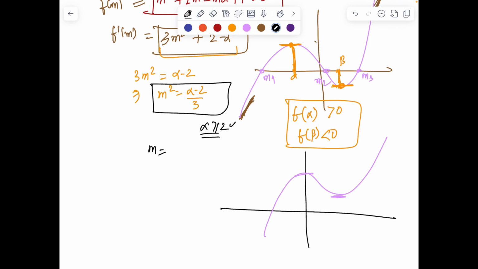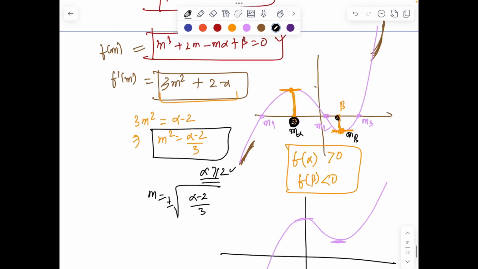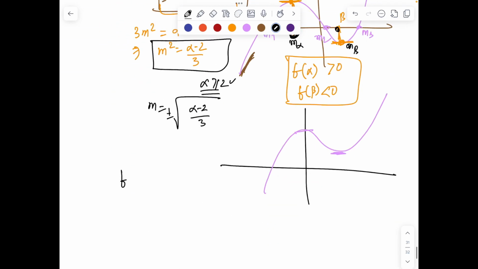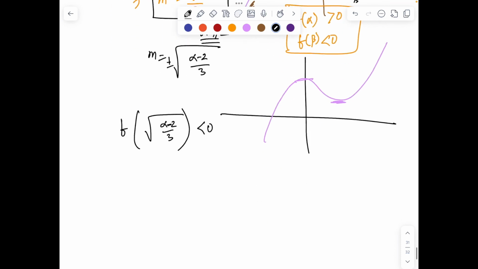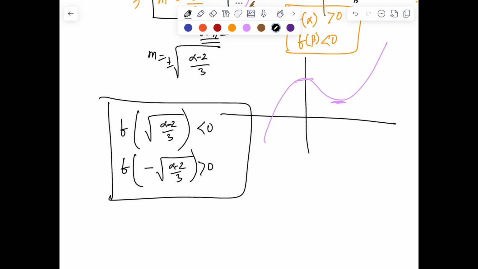So you have to find the roots alpha and beta, and that will be m equals plus minus root of alpha minus 2 by 3. So if I call this root m alpha, and let's call the other m beta, now I need to put the value of this root in the given expression. So f of root over alpha minus 2 by 3 should be negative, because that's a positive value; that's a positive, you should get negative. And f of minus root over alpha minus 2 by 3 should be positive. Okay, so both these conditions should be satisfied.